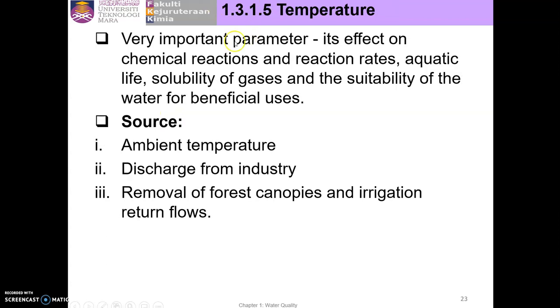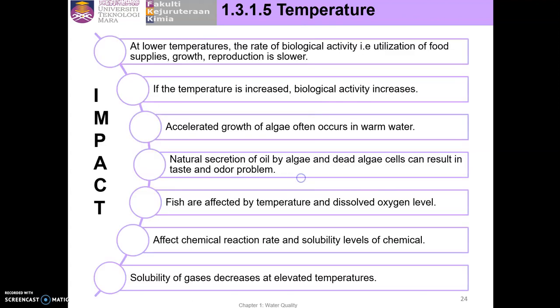Number 5 is temperature. This is still under the physical characteristics of wastewater. Temperature is a very important parameter because of its effect on chemical reactions and reaction rates, aquatic life, solubility of gases, and the suitability of water for beneficial uses. So temperature changes may come from the ambient temperature, discharge from industry, and also removal of forest canopies.